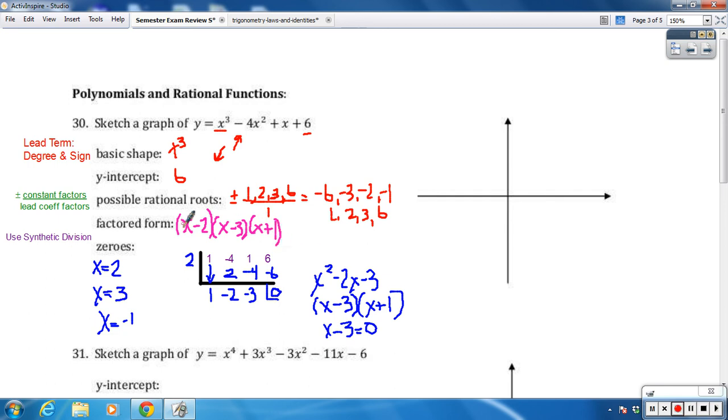And ultimately I want to make sure x times x times x is x cubed. Negative 2 times negative 3 times positive 1 gives me a positive 6. That's a way I can quickly check to make sure that I have the correct factored form of my equation.